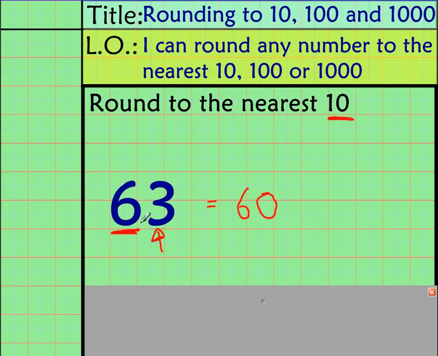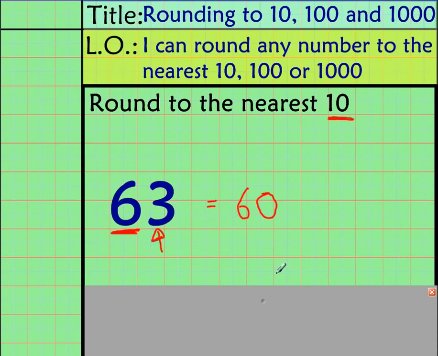Let me remind you what I did. I found the tens column. In this case it was a 6, and I underlined it. The number to the right was my indicator, in this case the 3. It tells me whether to go up or down. Because it's less than a 5, it tells me to go down. But going down actually means keep the 6 the same, and everything else becomes a 0.